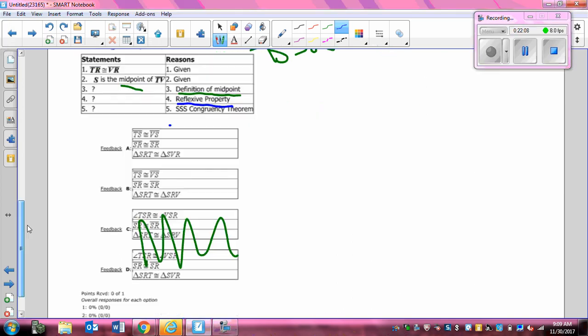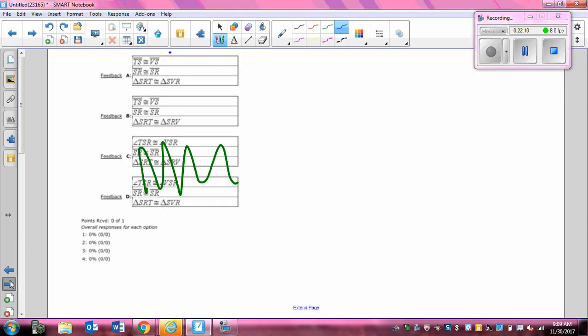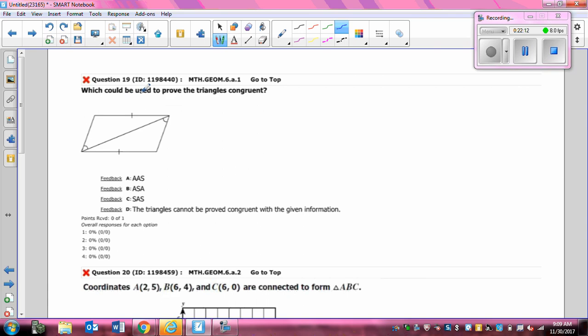Alright guys, let's go to the next one. Which could be used to prove that the triangles are congruent? This little dash right here means that this side is congruent to this side. This little arc means that this part of the angle is congruent to this part of the angle. And then they're sharing this common side. So you've got to remember the reflexive property. We're going to use the reflexive property or vertical angles in any set of triangles that are overlapping.